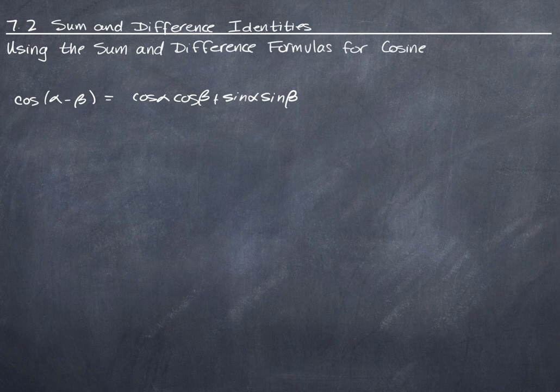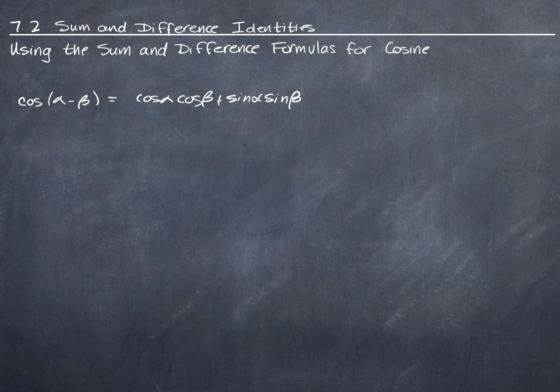But there are also other formulas, and we're not going to take the time to prove every single one of them. So this is what we call the difference formula for cosine. The sum formula for cosine is very similar. It is cosine of alpha plus beta equals the cosine of alpha times the cosine of beta minus the sine of alpha times the sine of beta.